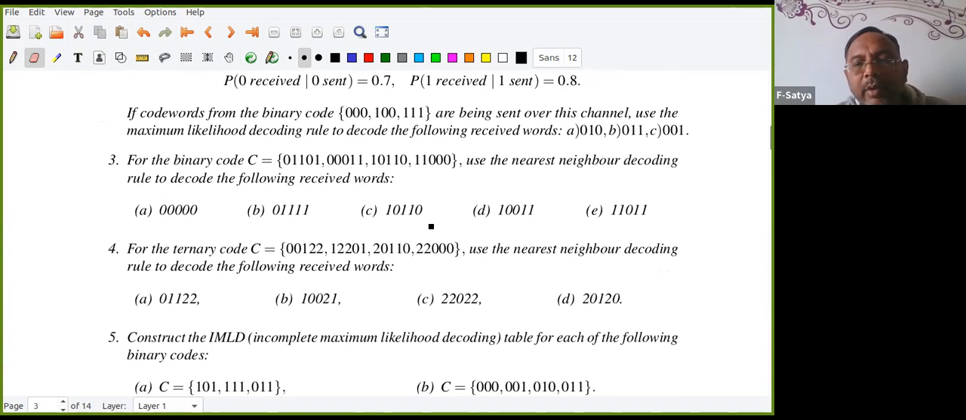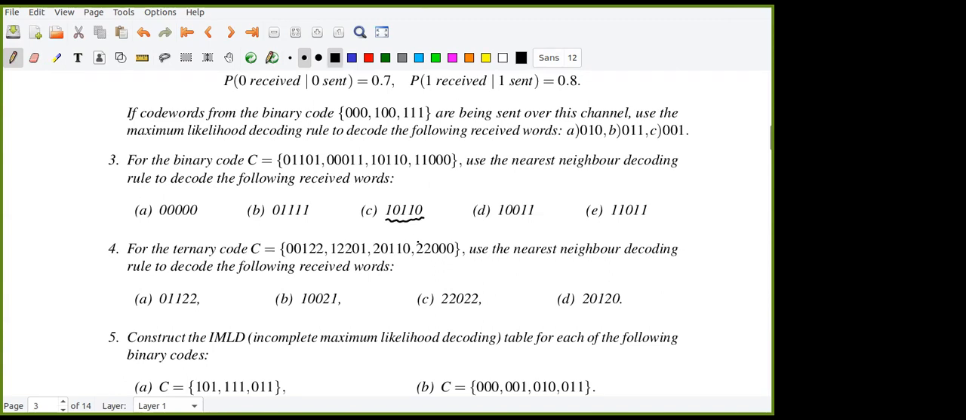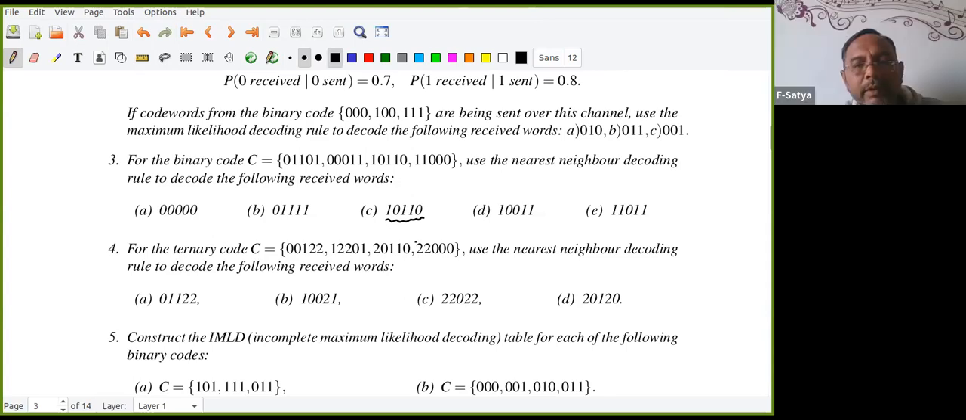So can we try one problem? Somebody can tell me, with nearest neighbor decoding, which code word this is mapped to? It is already in the code. Already a code word? Yes. Which one? This one, right? So it is already a code word, so this is directly that.